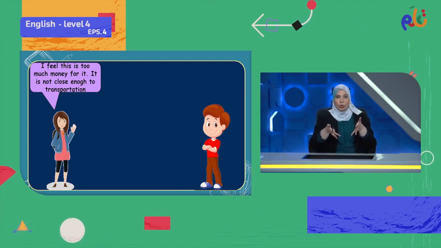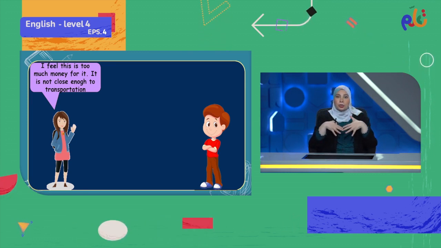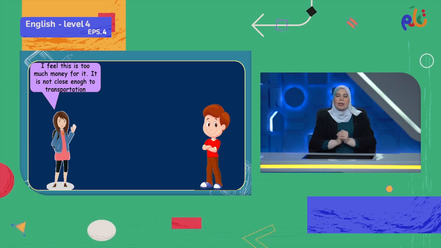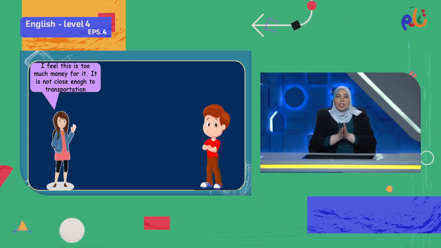Do you see how she used it? It's not close enough for transportation, so she used this expression to reduce the price. So this is how we use these expressions in a conversation. I use them to show that I can reduce the price, and this is called bargaining.